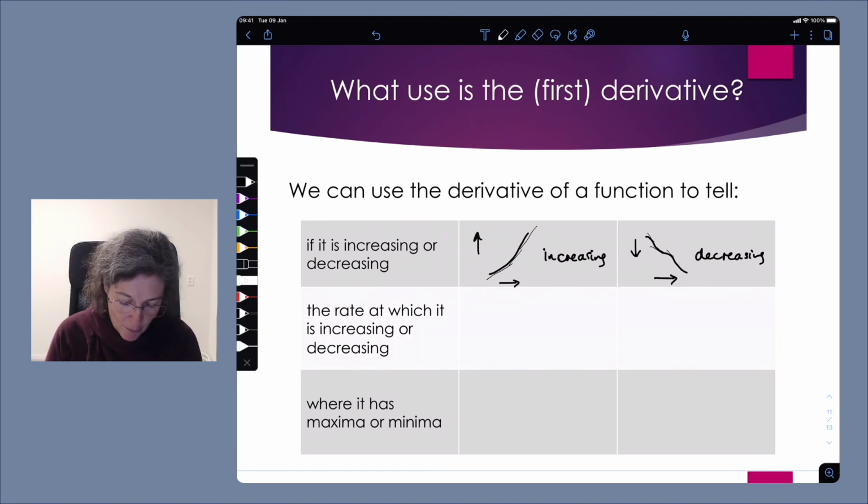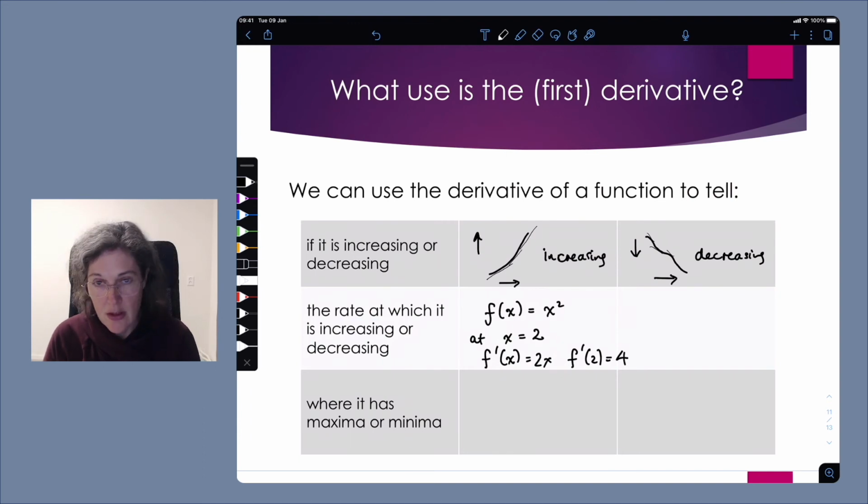But in fact, we get more information about this because it doesn't just say, oh, it's getting bigger or oh, it's getting smaller. It tells us the rate. So when we actually substitute values for x into our derivative, it tells us how much. So if we put, for example, let's have f of x is equal to x squared at example x equals 2, our first derivative is 2x, so evaluating at the point x is equal to 2 gives us an actual numeric answer.